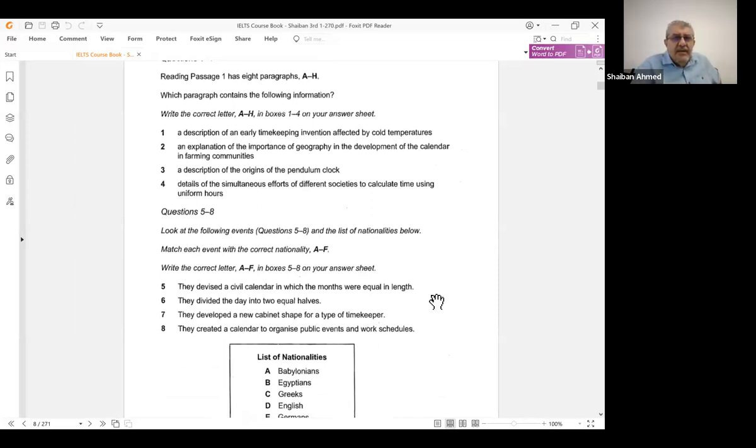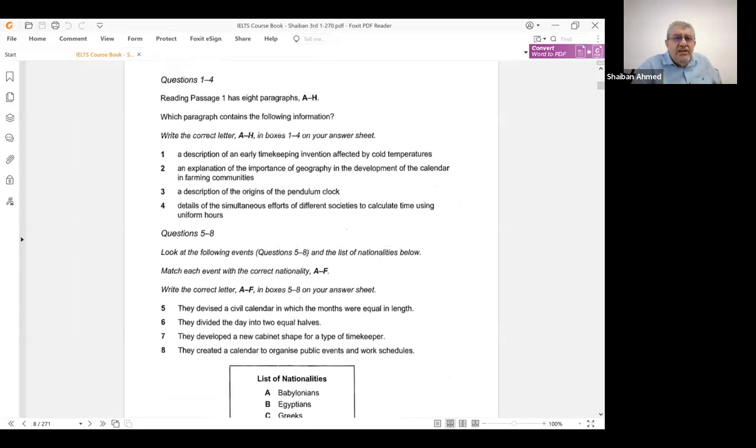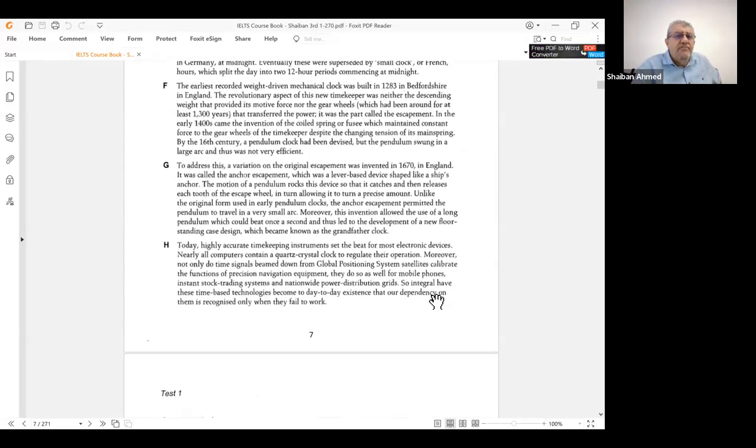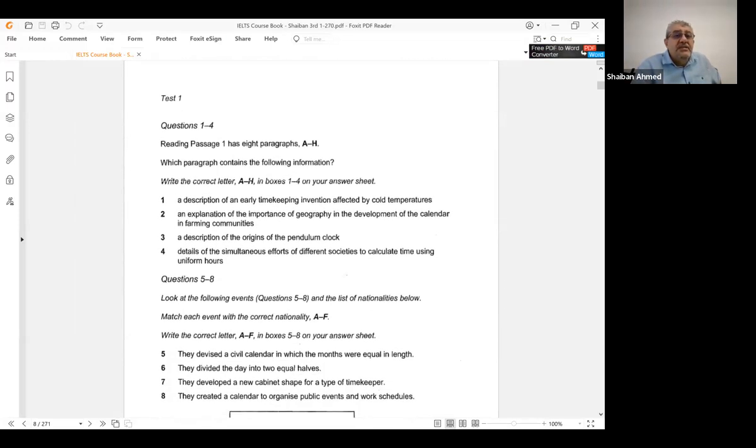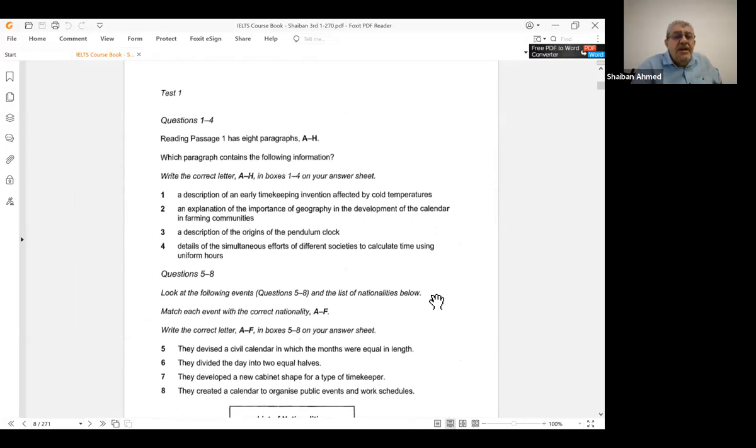So this is an exercise today, how to match the ideas. For example, if you look at the questions 1 to 4, it says, write the correct letters A to H. What is A to H? From paragraph A, B, C, D, F, G, and H. About these, a description of an early timekeeping invention affected by cold temperature. From today, when we deal with the question, we have 3 things. Is the question about main idea? Is the question about development? Is the question about example?